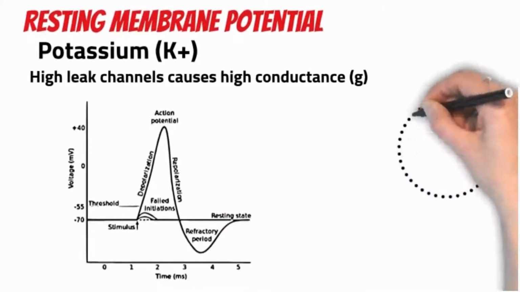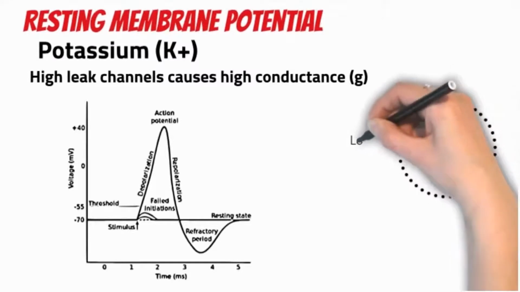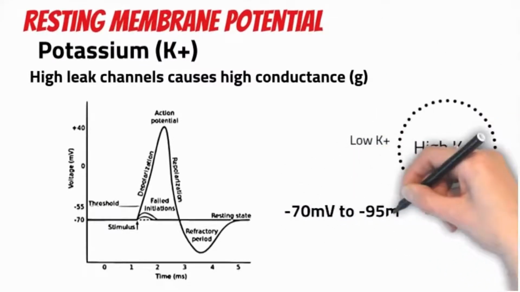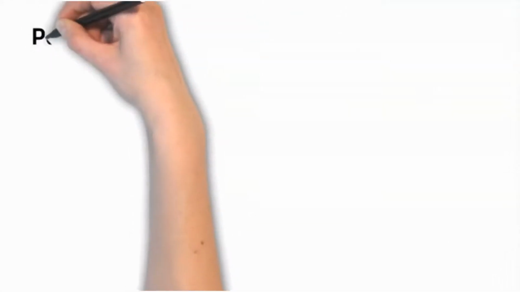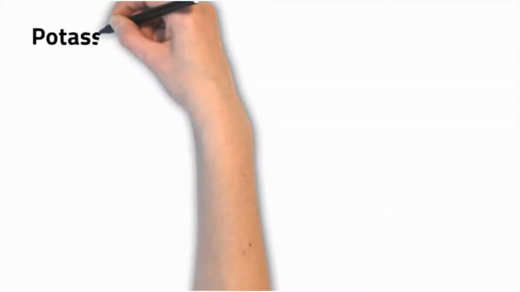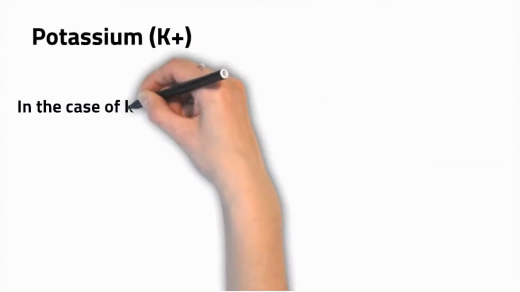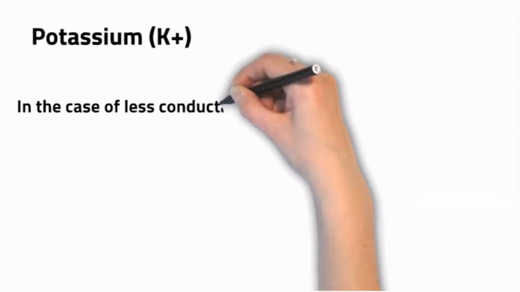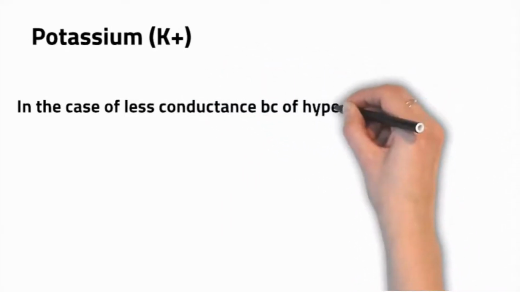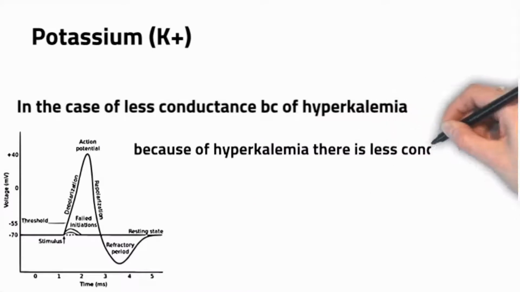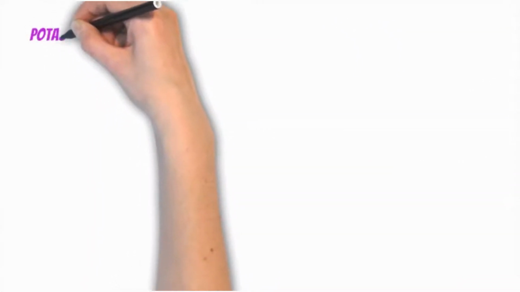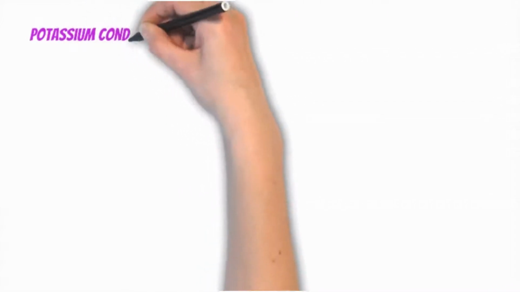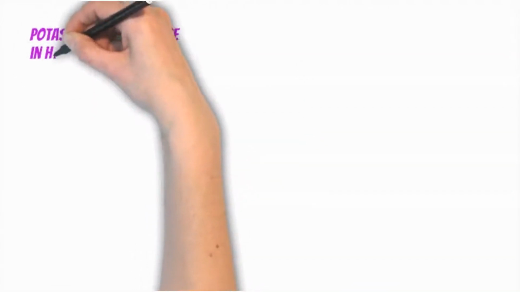The high potassium conductance causes potassium to leave the cell, allowing the membrane potential to move towards the equilibrium potential for that ion, which is -95 mV. The cell goes from -70 mV to -95 mV, hyperpolarizing the cell. Decreasing the conductance of potassium will move the membrane potential away from -95 mV, making -70 mV less negative, while depolarizing the cell. The high conductance of potassium can also be affected in the case of hyperkalemia and hypokalemia.